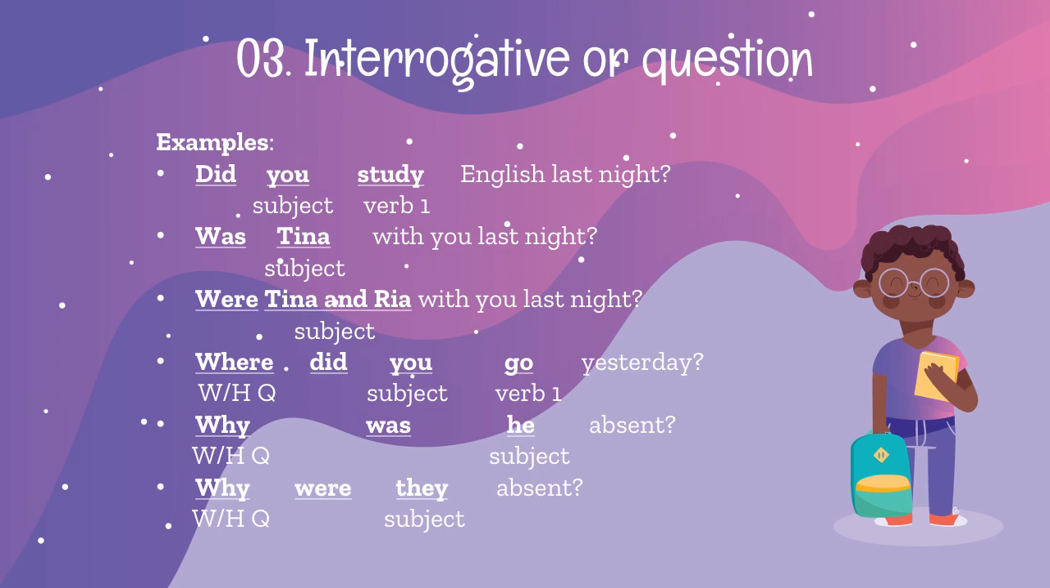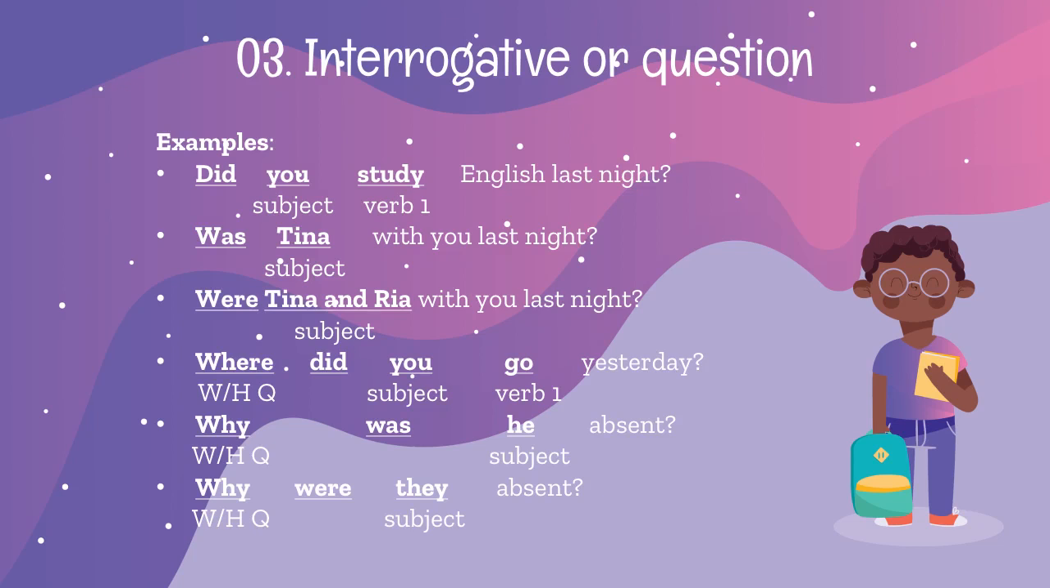Okay, but if you use a WH question, like where did you go yesterday? Where did you go yesterday? Because you use where, you are asking about a place, and then you use did, and then subject, and then go, that's verb 1, and then yesterday. Okay, right, next. Why was he absent? Use a WH question, and then because the subject is only one, he, so we use was. Why was he absent?